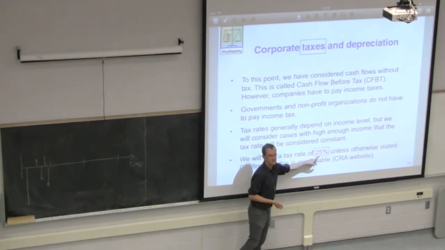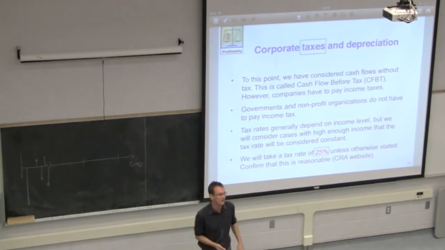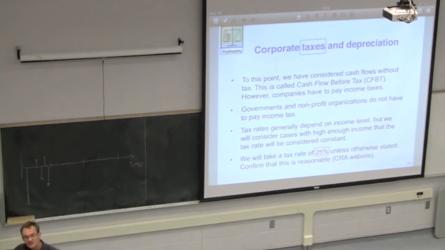And there the value is 25. So please correct your notes. There's a value of 35. It should be 25. I got these notes from Dr. Marlin. And in the United States, taxes are levied at 35% on average. In Canada, our corporate tax rates are in the order of 25%. Please confirm that for yourself, though, on the Canada Revenue Agency's website.